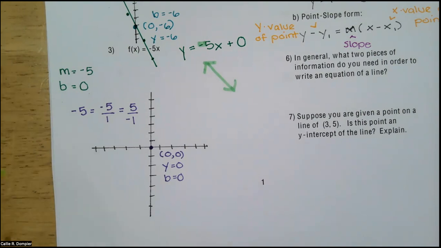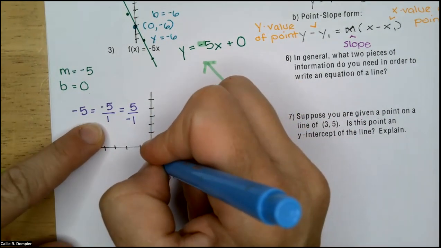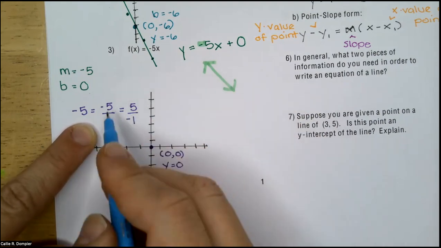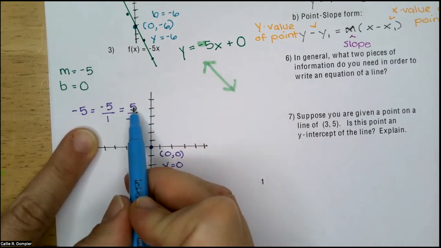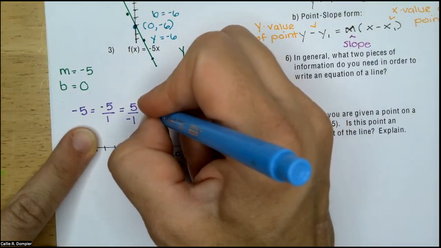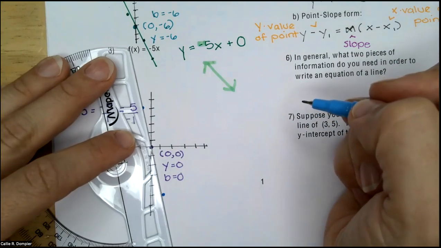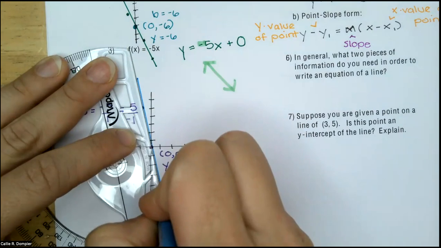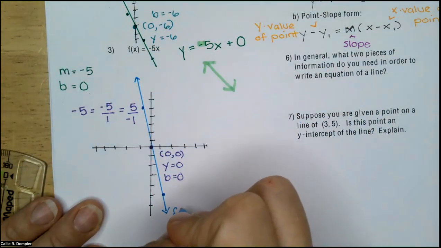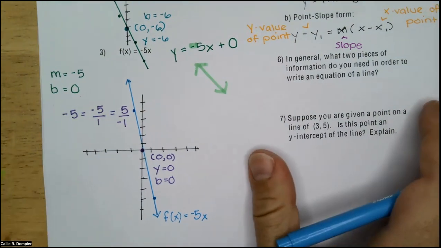Okay, so from 0, 0, we're going to go down 5 on my y, +1 on my x. That would be that one, right? Or we can go up 5 on y, -1 on x. All right. There's the graph of my line, f of x equals -5x. Good.